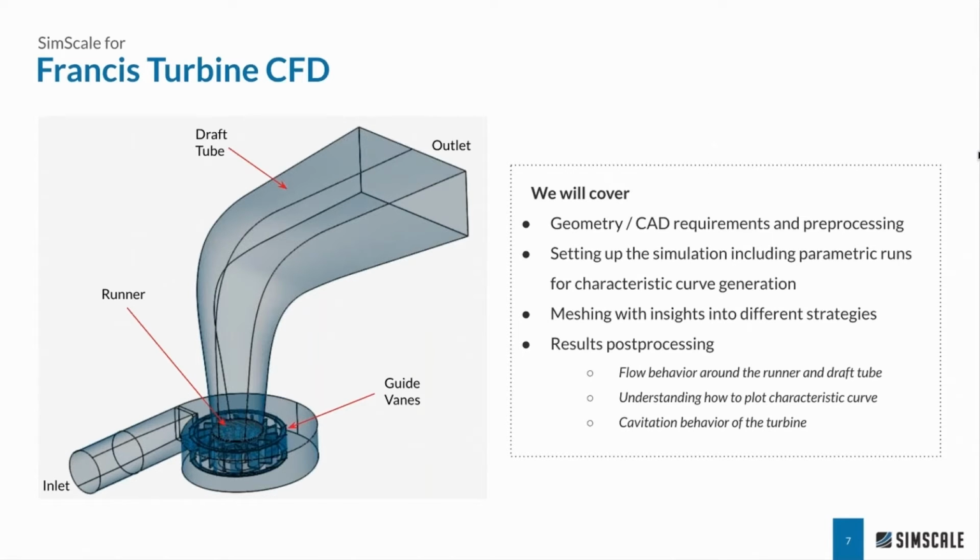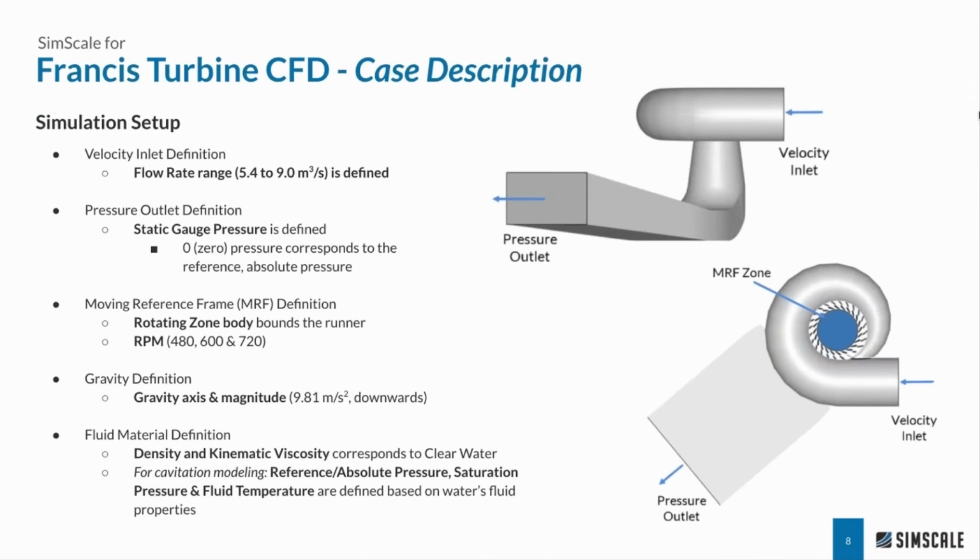That includes the mesh we develop in the end within the SimScale platform using our proprietary solver, as well as looking at the flow behavior and the results of several different operating conditions so we can generate our characteristic curve for the turbine. So just to give a quick rundown on the case that we're running here, I've defined the actual geometry, presenting the geometry as well as giving context on what the simulation setup will look like.